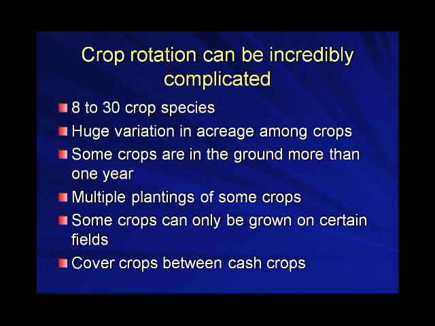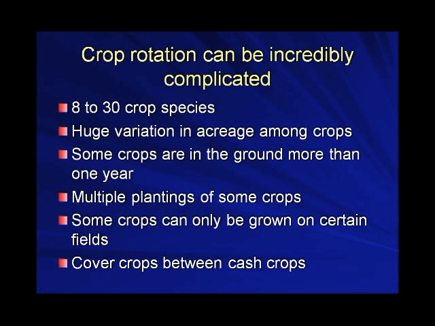So I think crop rotation has the potential for being really very complicated, particularly on diversified organic farms. Here in the Northeast where I work, the typical number of crops on an organic farm will range somewhere from 6 or 8, maybe even as many as 10 or more on a grain farm. And diversified organic vegetable farms often have 30 or more different crop species that they're growing in a given year.